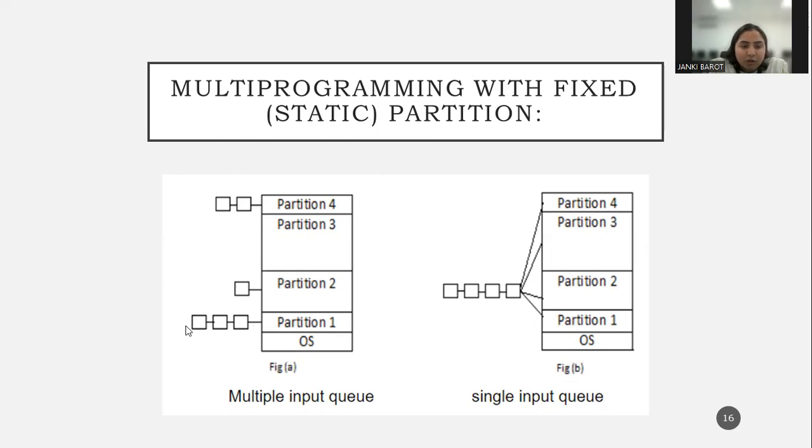Three processes are in the queue for partition 1. But for partition 3, because it is a large partition, we are not having any queue, and it is still free memory and we can't utilize it, right? This process won't go and won't utilize partition 3.